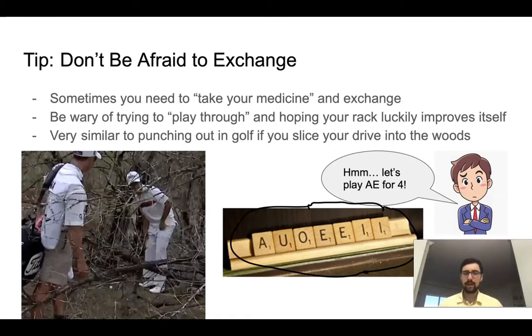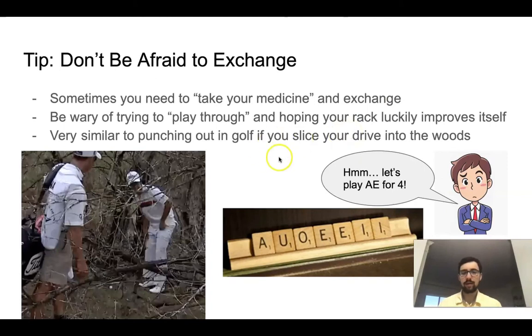I think it's a good analogy with golf, when you slice your drive into the woods, like this golfer has done on the bottom left picture. Sometimes you really need to take your medicine and just punch out back into the fairway and try to settle for a bogey or even a double bogey, as opposed to trying to be a hero and maybe pull off a miraculous shot and get the ball straight onto the green. It's just like that in Scrabble. Instead of trying to get lucky or be a hero and draw a miraculous bingo to a leave of 5 vowels, you're better off getting rid of the vowels, starting fresh, and going from there.